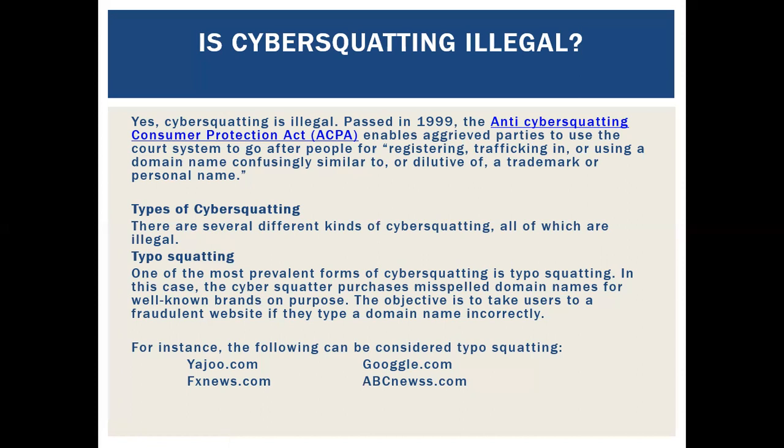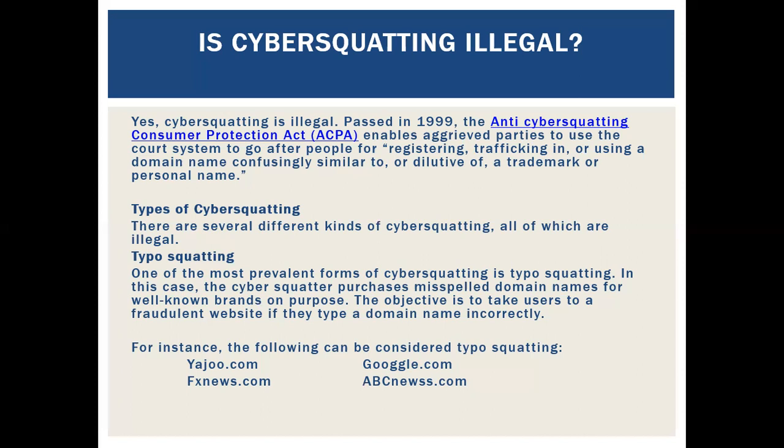Why? In 1999, the Anticybersquatting Consumer Protection Act was passed, which enables aggrieved parties to use the court system to go after people for registering, trafficking in, or using a domain name confusingly similar to or dilutive of a trademark or a personal name. That is the Anticybersquatting Consumer Protection Act. That law applies to the types of cyber squatting.